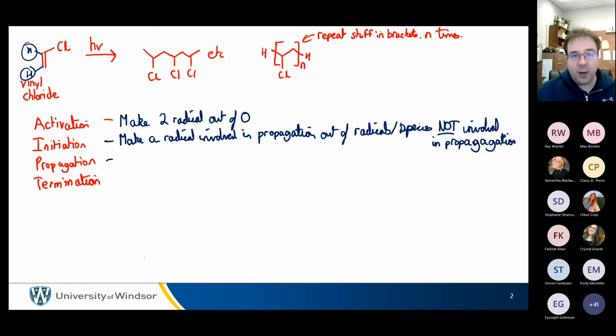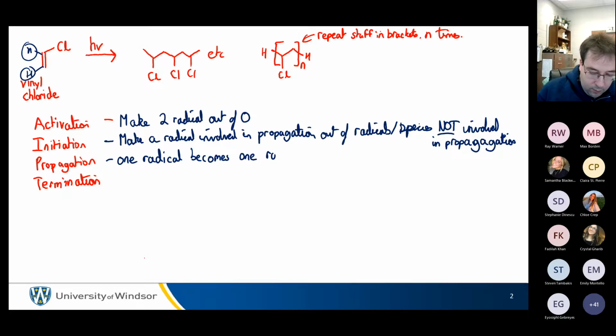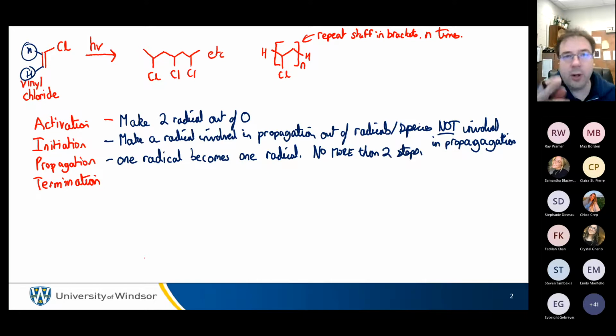Propagation, this is where you get your product. One radical becomes one radical. No more than two steps. You can never have more than two different reactions in your propagation. We'll discuss precisely why, but it comes down to radicals react with the most reactive thing. And once you've realized that, you go like, yeah, nothing else is possible. You can only ever have two, and we'll see that in a moment later.